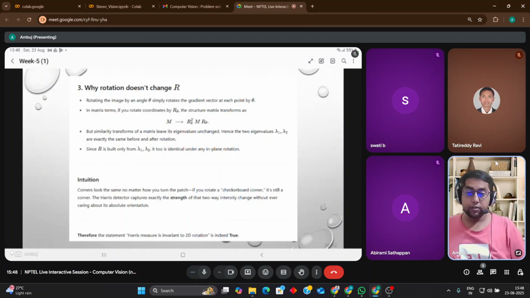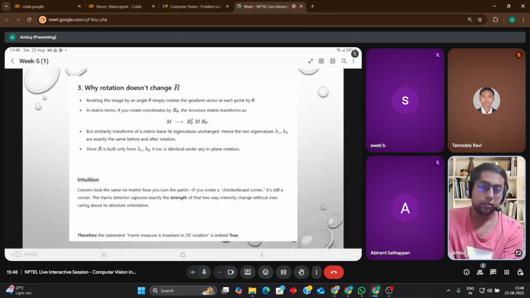Why does rotation not change R? Rotating the image by an angle theta simply rotates the gradient vector at each point by theta. In matrix terms, if you rotate the coordinates by R theta, the structure matrix transforms as M goes to R theta transpose multiplied by M multiplied by R theta. Now, a similarity transform of a matrix leaves its eigenvalues unchanged. Hence, the two eigenvalues lambda 1 and lambda 2 are exactly the same before and after the rotation. R is built only from lambda 1 and lambda 2, so it too is identical under any in-plane rotation.